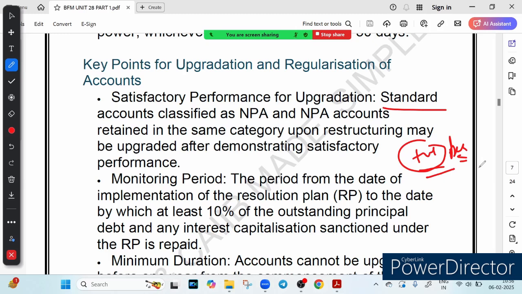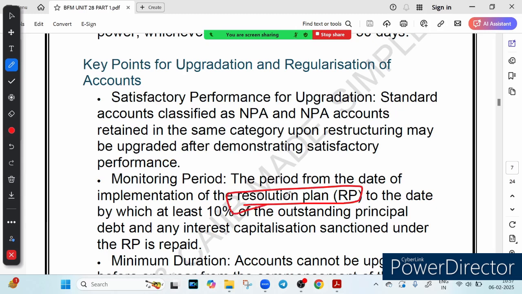It needs consistent performance. Now there is something called the monitoring period. This is very important. How long does the bank need to monitor this performance before deciding on an upgrade? The monitoring period starts once the resolution plan is put into practice. Here the condition is RP. RP means resolution plan. Once the resolution plan is put into practice, the monitoring period starts.